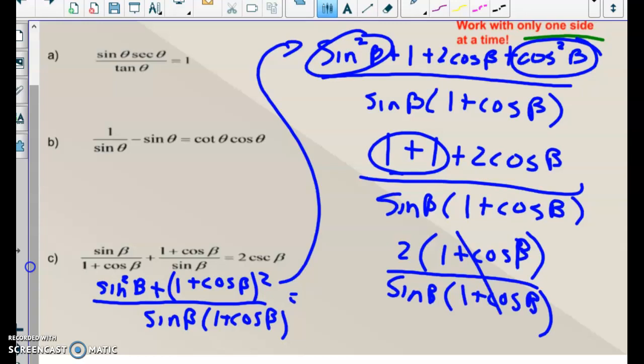Cross those out and move the sine to the top. That would be a cosecant on the top. And there we got our answer. All right, now this is a lot of fun. Make sure you practice those on your homework because they are important.